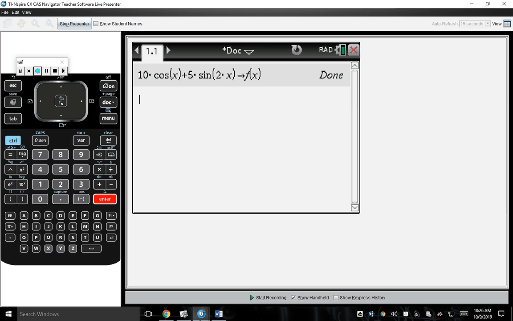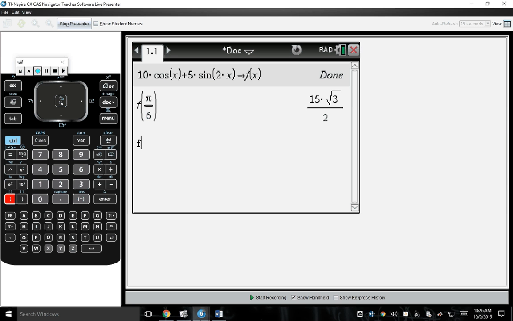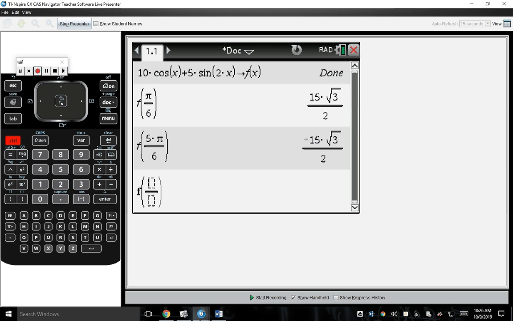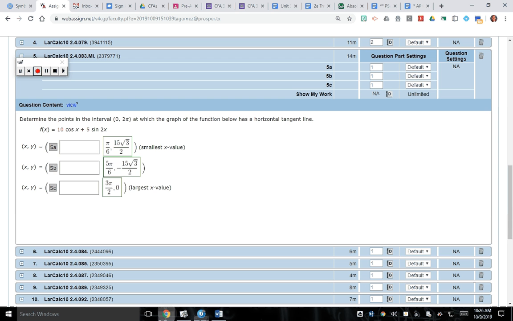So now I could just put, what is f of pi over 6? What is f of 5 pi over 6? And then the last one was, what is f of 3 pi over 2? And then you can see which one's the smallest, which one's the largest, and then put them in appropriately. Are we good?